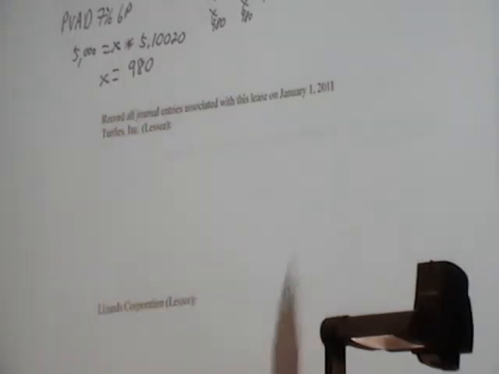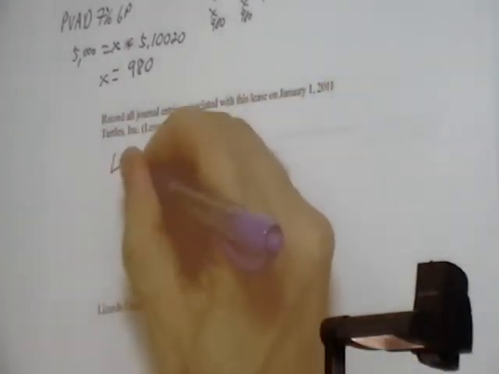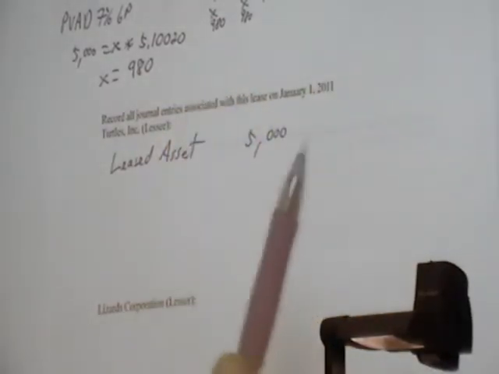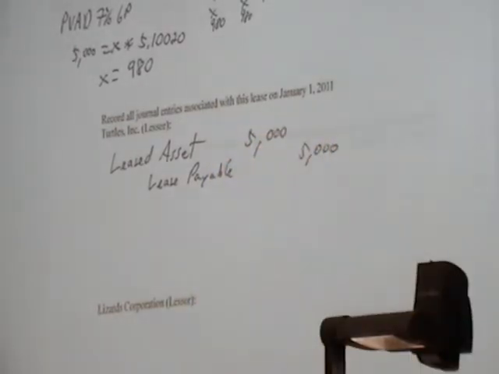There's going to be the first journal entry, which is going to be the transfer of the asset from the lessor to the lessee, since it's a capital lease. So the lessee is going to get the leased asset, and they're going to put it on their books for the $5,000, which is the present value of the minimum lease payments. They're going to record a lease payable of $5,000.